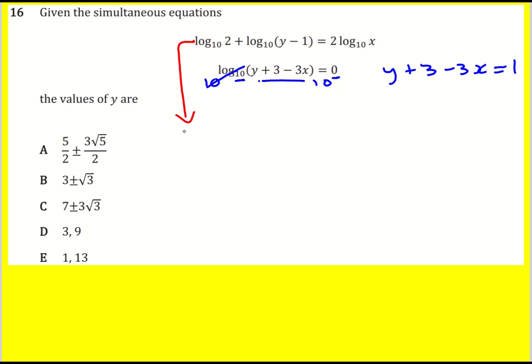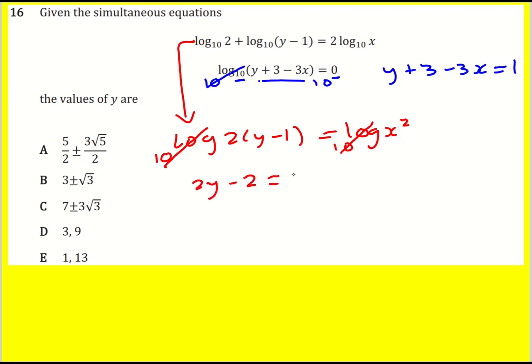So here I'm going to combine the logs. It'll be log 2 times y minus 1 equals log of x squared. And now I've got logs on both sides. I can just get rid of them. Equivalently, you could just raise both to the power of 10 and they cancel out, which means I've got 2y minus 2 equals x squared. So we've got ourselves simultaneous equations, but now without logs.